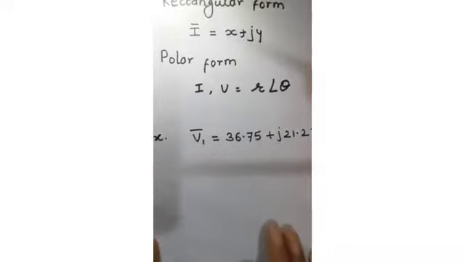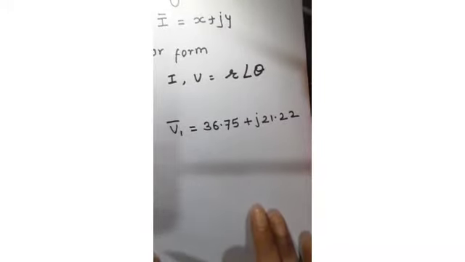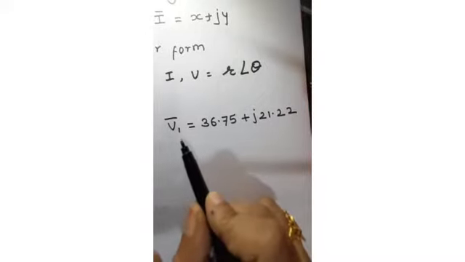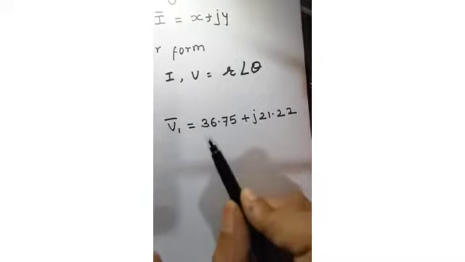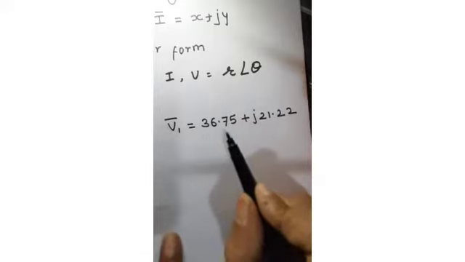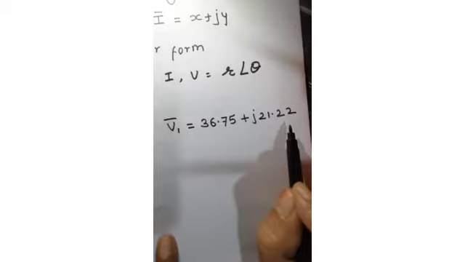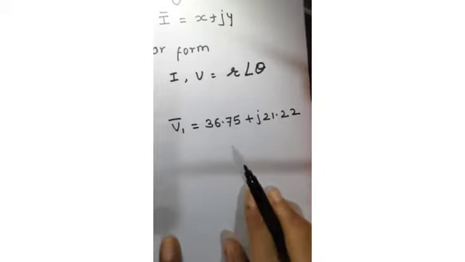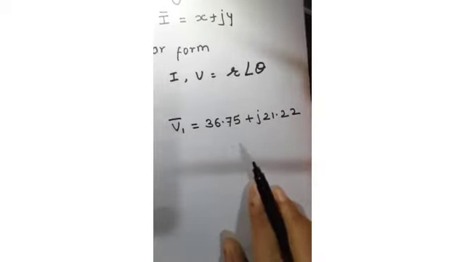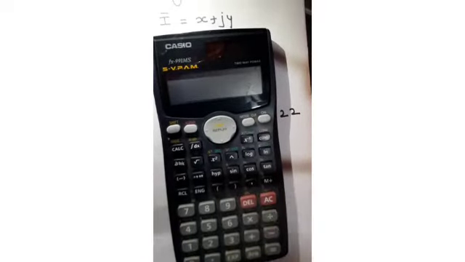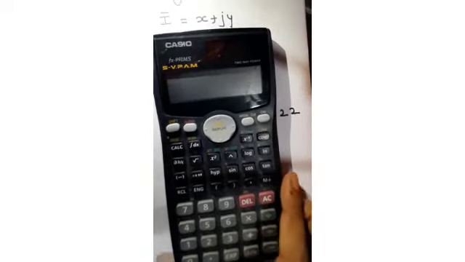Okay, so let us take this example. Let us say this voltage V1 bar is equal to 36.75 plus j21.22. So this is represented in rectangular form. Let us first see how to convert it into polar form using the 991 MS calculator.